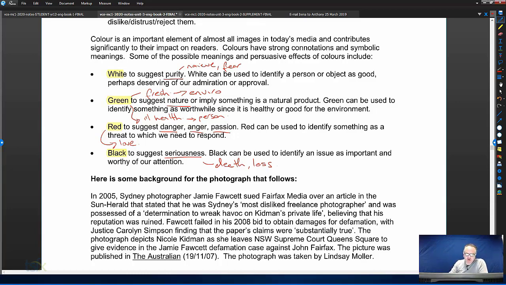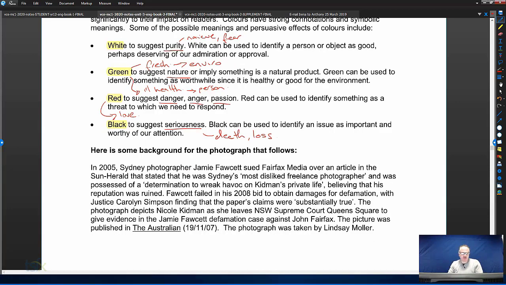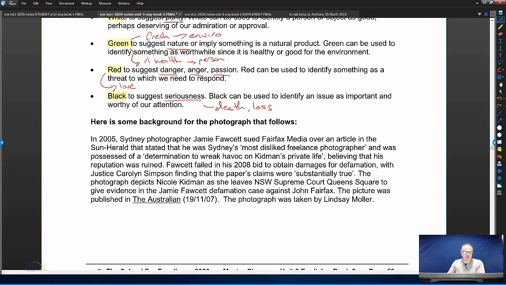All right, let's have a look at the Nicole Kidman photo that's here. This is a photo from 2007, and there's a little bit of background here, just to summarise. I won't read through it for you, but essentially a paparazzi photographer working for Fairfax had been maligned in the news by the Herald Sun, suggesting that he was behaving in an unscrupulous way, that he was destroying Nicole Kidman, a celebrity's private life, in the way that he was hunting photos of her.